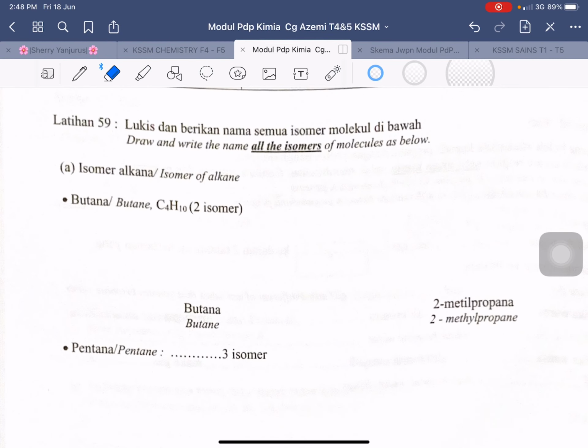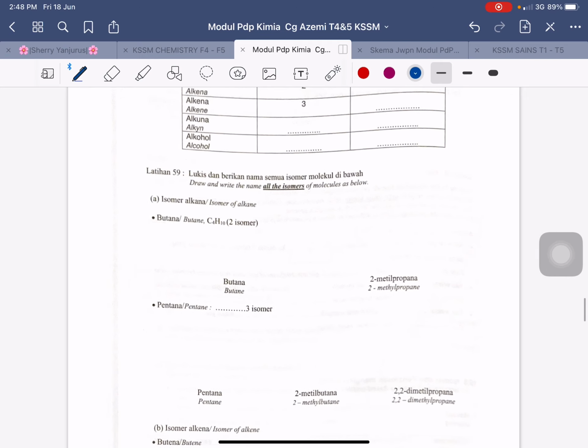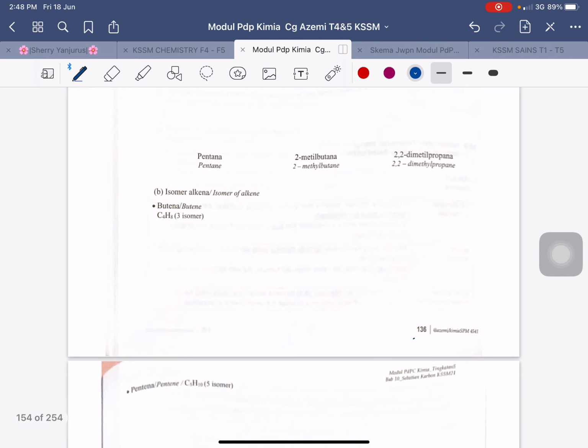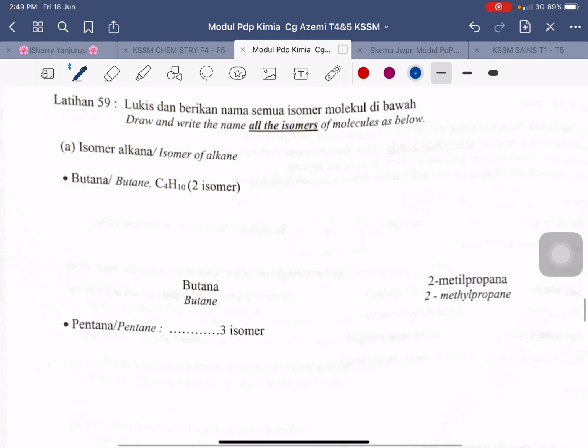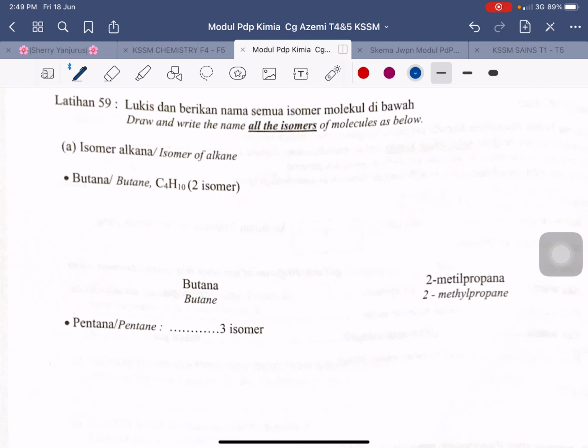Good evening, class. Today I'm going to teach you how to draw isomers. This one is on page 136 in Cikgu Azmi's book. Let us look at the question over here. I asked you to do it yesterday and I want to teach you how to do it today because I believe many of you still do not understand how to draw. Okay, let us look at the question here.